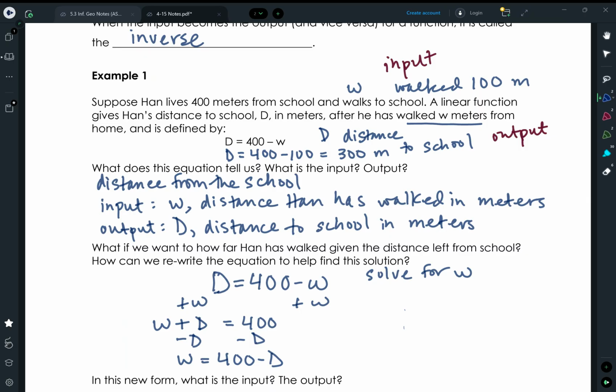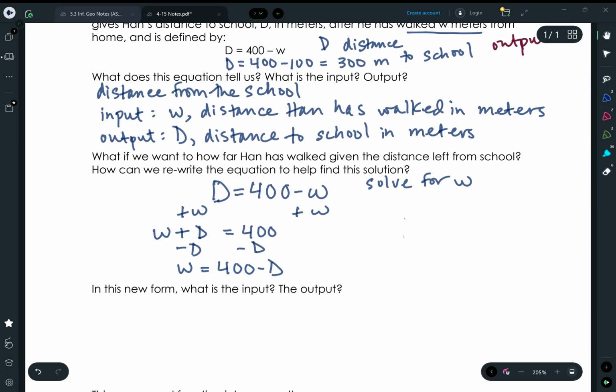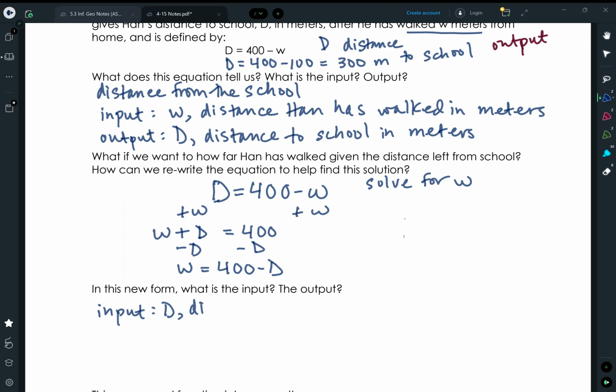Now my input variable is D. If I look at this, it says W equals, so W is basically my output variable at this point. So I have swapped my input and my output. My input is now D, which is the distance to the school in meters. And it's equal to W, like W is the answer I get out of it. So W is my output, and W is the distance Han has walked in meters.